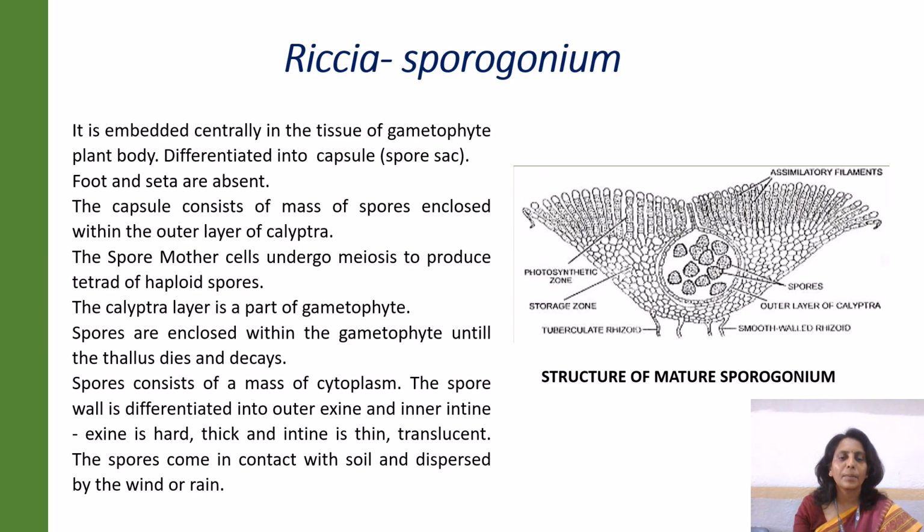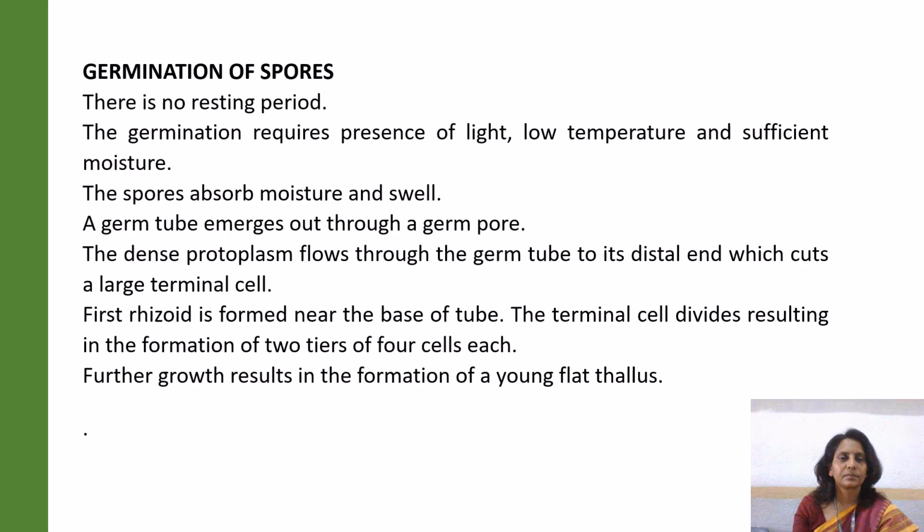The spores come in contact with soil and are dispersed by wind or rain. After the spores are dispersed, in the presence of light, suitable temperature and moisture, they germinate immediately, producing a germ tube. A dense protoplasm then flows through the germ tube to its distal end, which cuts off a large terminal cell.